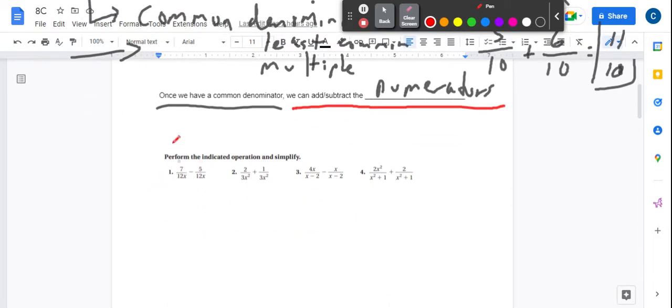simplify from there. So if I'm looking at number 1, 7 over 12x minus 5 over 12x. Well, again, the common denominator is there, it's 12x. 7 minus 5 is 2. Okay? So the final answer for that is 2 over 12x. However, it's also asking us to simplify. Okay? So if we have to simplify 2 over 12x, we can reduce the 2 out of 12 and divide 2 and make it 1 out of 6. So the answer would be 1 over 6x.